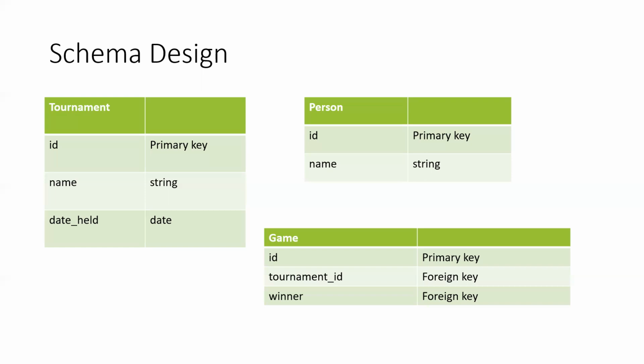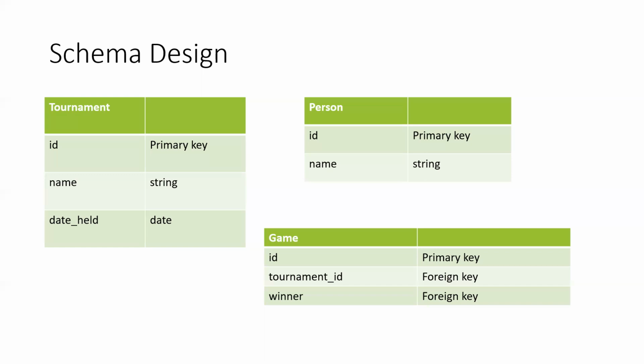Primary key. Next, the person has two attributes, ID and name. ID again is primary key and the name is string. Talking about the third table, which is game, we have three attributes: ID, tournament ID, and the winner. ID is again primary key since it cannot be duplicated. Tournament ID is a foreign key, and the winner is a foreign key.